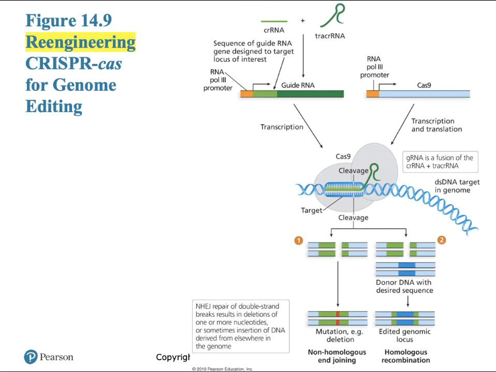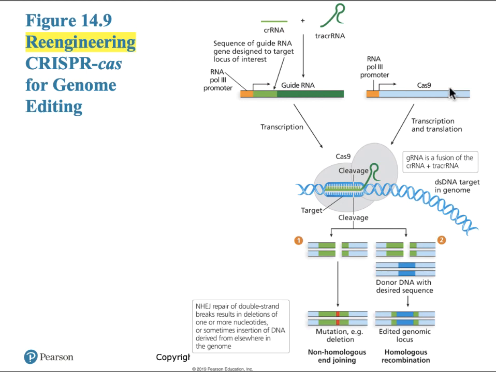This would therefore be the memory component of the system. What Jennifer Doudna and her colleagues were able to do was to take the tracer RNA and the CRISPR RNA and combine them into a custom molecule, which they called the guide RNA. The front part of the guide RNA is customized to match the target sequence that the researcher wishes to change. The back end of the guide RNA contains common elements that are needed to bind to the Cas9 protein.